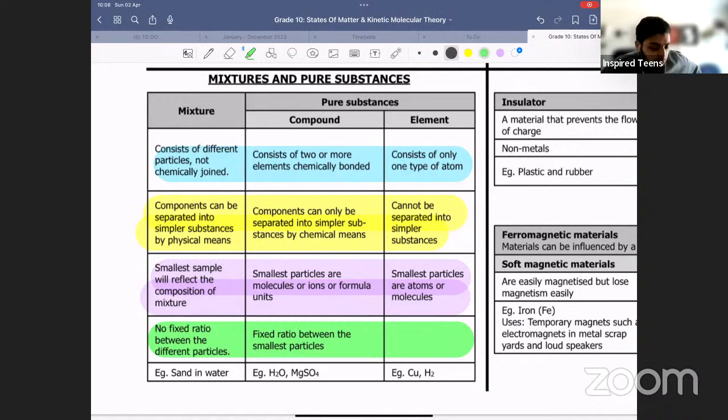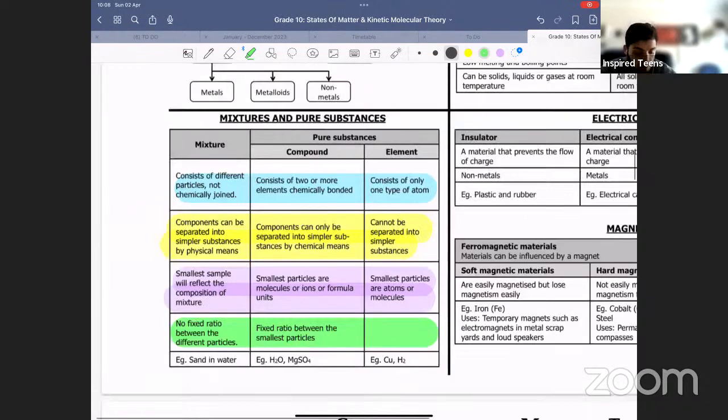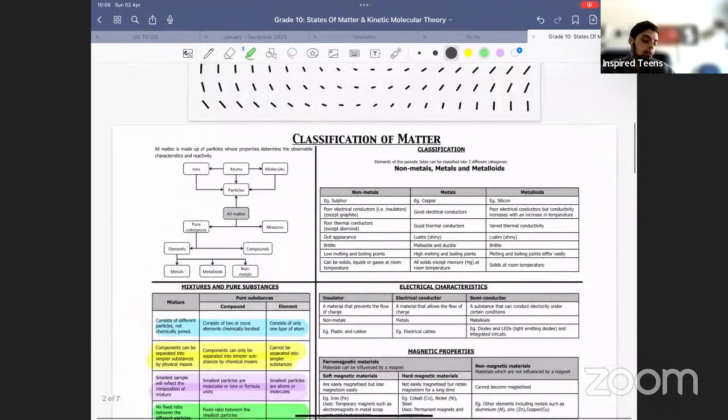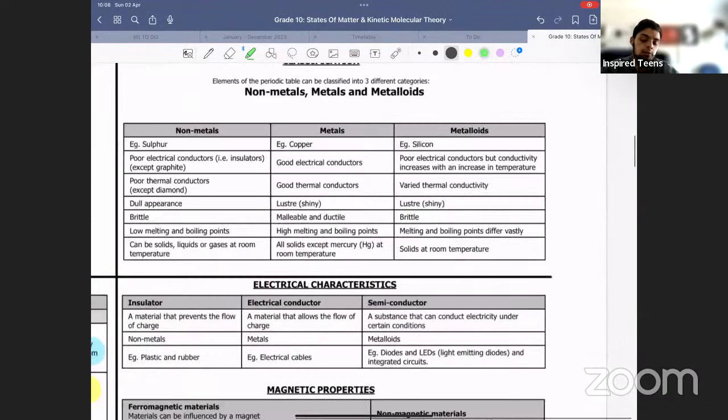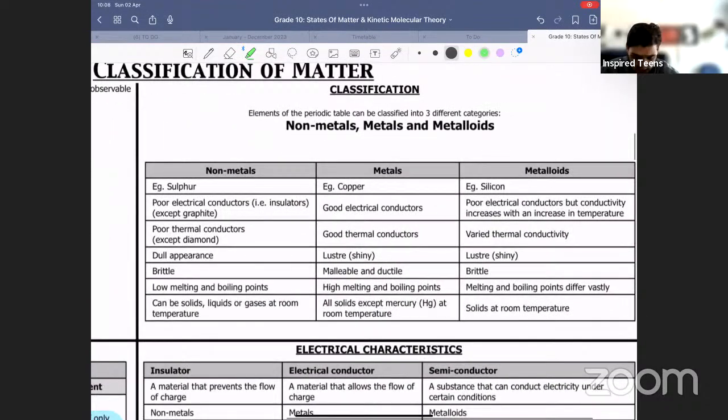But for pure substances, if we talk about compounds and elements, they consist of two or more elements chemically bonded. Of course, elements are slightly different because it's only one element, but it's still pure. Then also they can be separated by chemical means, and their smallest particles are molecules or ions, and there is definitely a fixed ratio between the particles. Okay, classification.